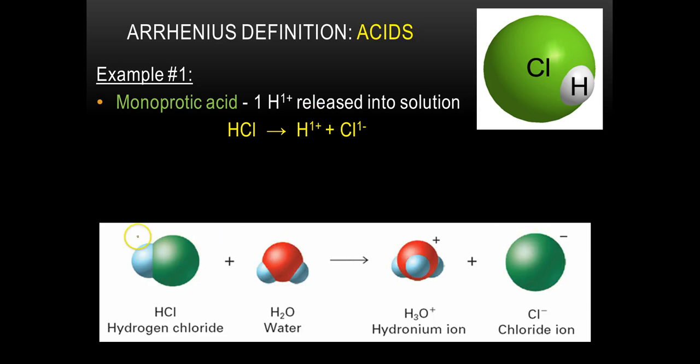And here you have a molecular view. So you have your HCl molecule, some water. Now remember, it doesn't just form H+. This is just a simplified version. What actually happens is a hydrogen here comes over and is attracted to that oxygen, and so we end up with the H3O+ hydronium ion and the chloride ion.